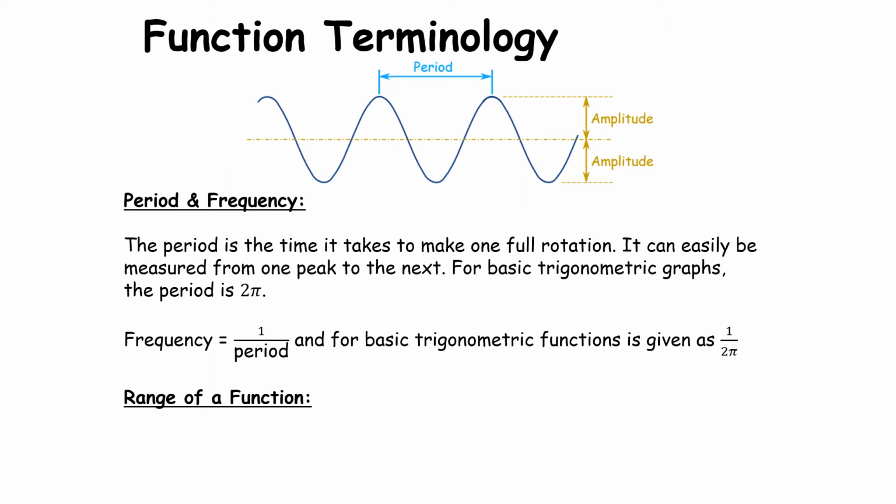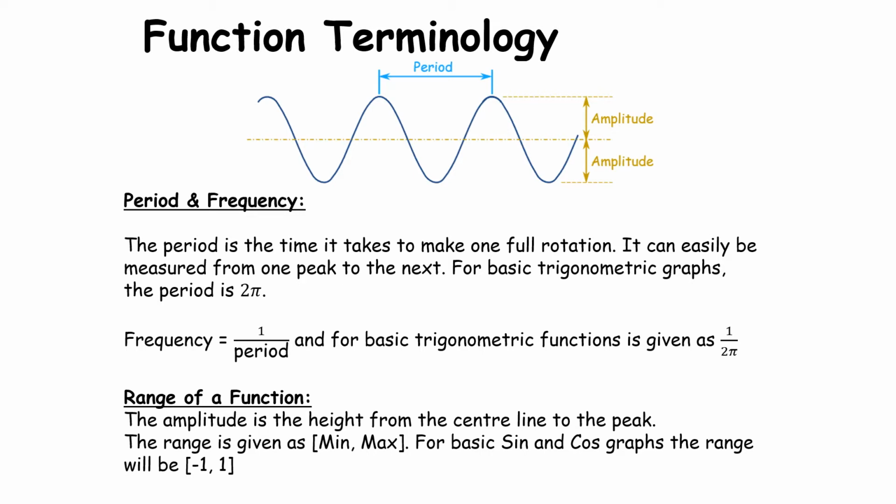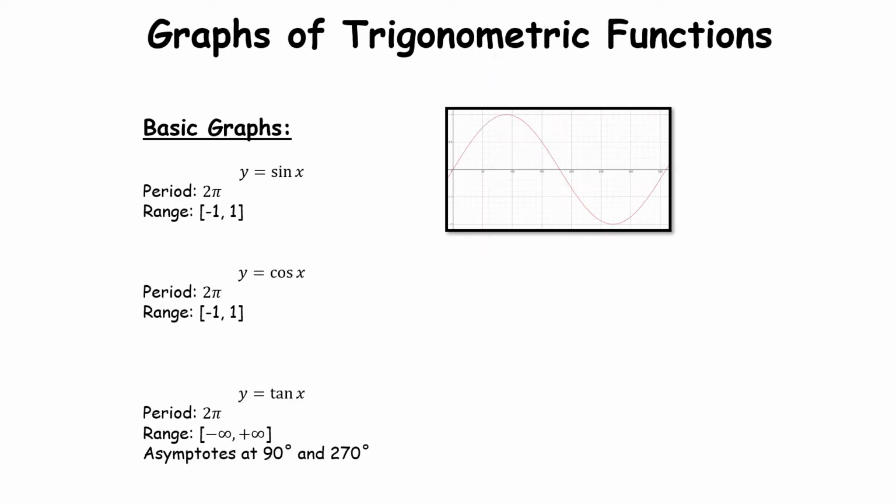And the range of the function, first of all: the amplitude is like its height from center. So the center line to the peak, that's the amplitude. Therefore, the actual range, from min to max, is like twice the amplitude. So when we ask for the range of the function, we give our minimum point and our maximum point. For basic sine and cos graphs, it's -1 to 1. For our tan graphs, because they can take any value, it'll be -infinity to infinity.